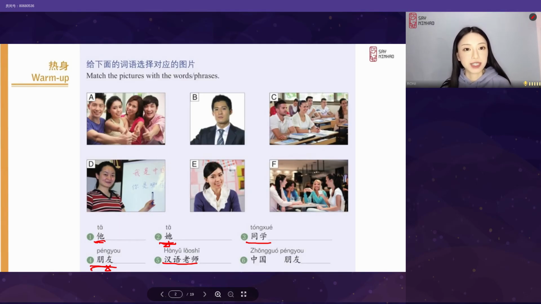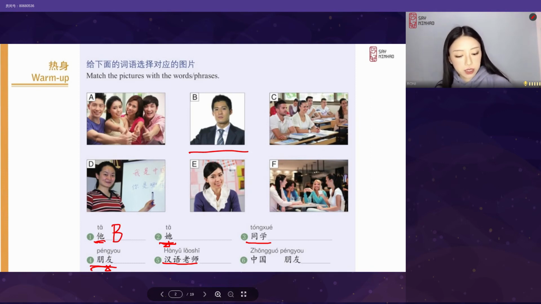Now I will give you 15 seconds. Try to fill in the blanks. Okay, time's up. Now let's see. First one, 他. This one means he or just someone, without indicating any gender. So this one might be B. Yes, B. 他. Because he is obviously a male.